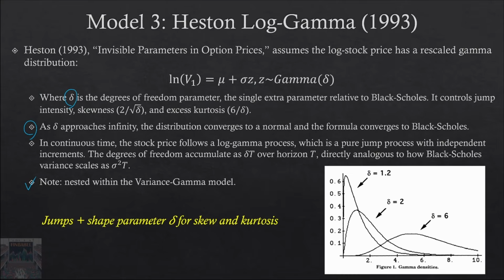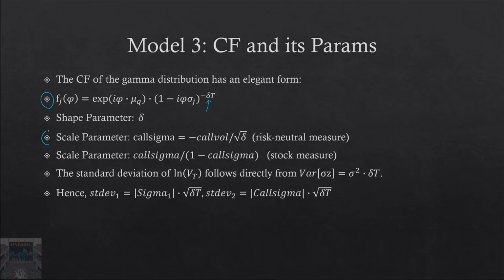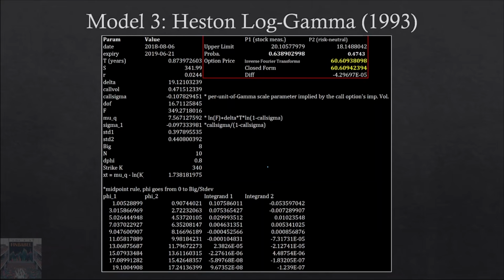And Heston's log-gamma model assumes the log stock price has a rescaled gamma distribution. So we're going to need a couple more parameters here for the scaling. And this is for computing P2 and this is for P1. And since P1 and P2 are scaled differently, they will each have their own standard deviation. We'll have standard deviation 1 to calculate F1 and P1, and we'll have standard deviation 2 to calculate F2 and to eventually find P2. In this example, again, we're using only 10 rows of data points.